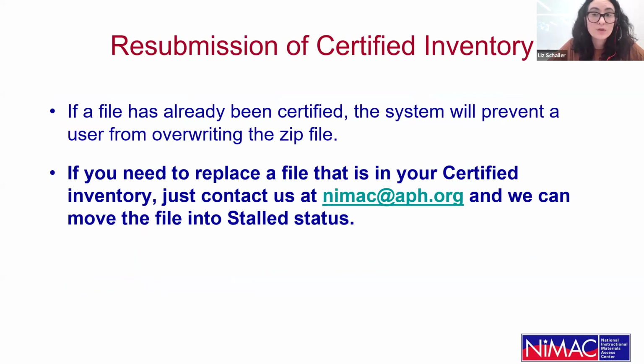If a file has already been certified, the system will prevent a user from overwriting the zipped file. This is very important when you may be resubmitting a file with a new printing, or maybe you added alt text or did some minor corrections to the file. If you're in that situation and you need to replace a file that's already certified in the system, reach out to us via email. Let us know the ISBN or ISBNs of the files that you're resubmitting. And what we'll do is we'll go into the system and move the file into stalled status from certified status, and that will allow you to go ahead and resubmit the file.